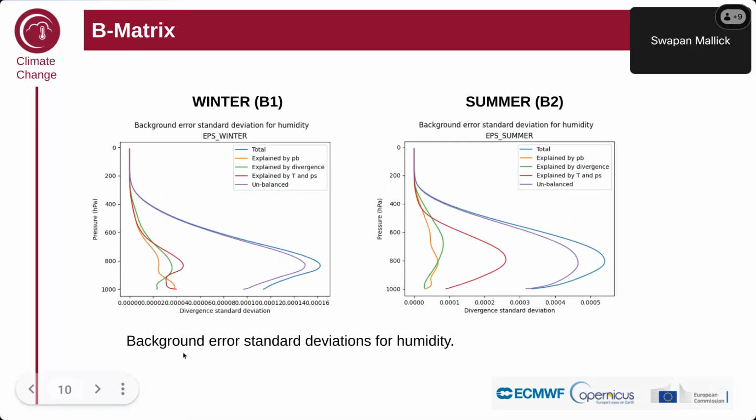Here is the background error standard deviation for humidity. Here also we can see that, in the winter and summer seasons, if we focus on the red line, explained by temperature and pressure, the standard deviation of humidity in the summer case is quite a bit higher compared to the winter season, and the magnitude is also higher for the summer case compared to the winter case. So it is always important to calculate more accurate background error statistics. And now I am going to present the impact of these different matrices on convective scale data assimilation as well as the forecast.